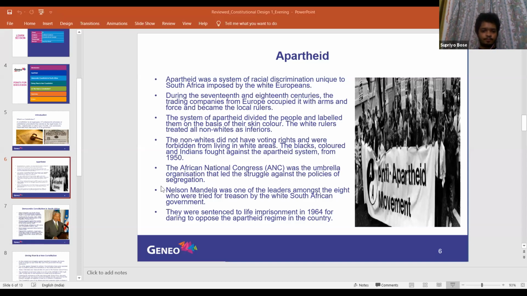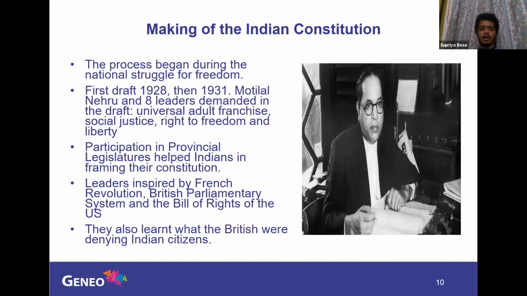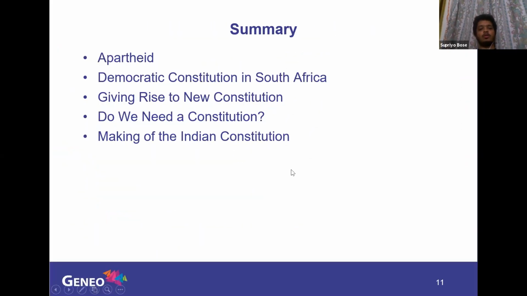Now it's time for me to summarize the chapter. So what did we learn? We learned quite a lot about apartheid. We learned how the democratic constitution in South Africa was formed, giving rise to a new constitution, how our constitution was made, and how India became a democracy, how the constitution of India was formed, and how basically Baba Saheb Ambedkar drafted the constitution, right?